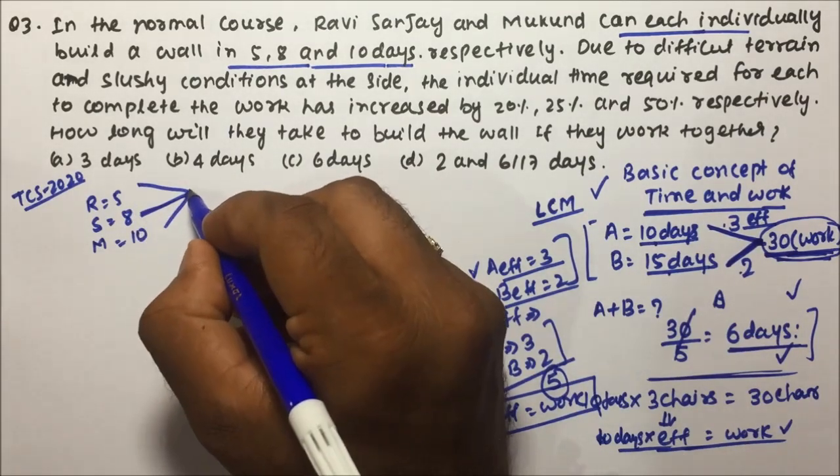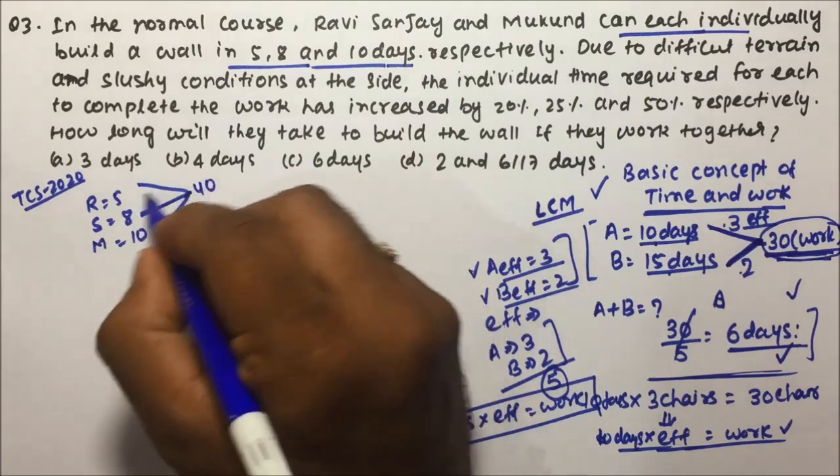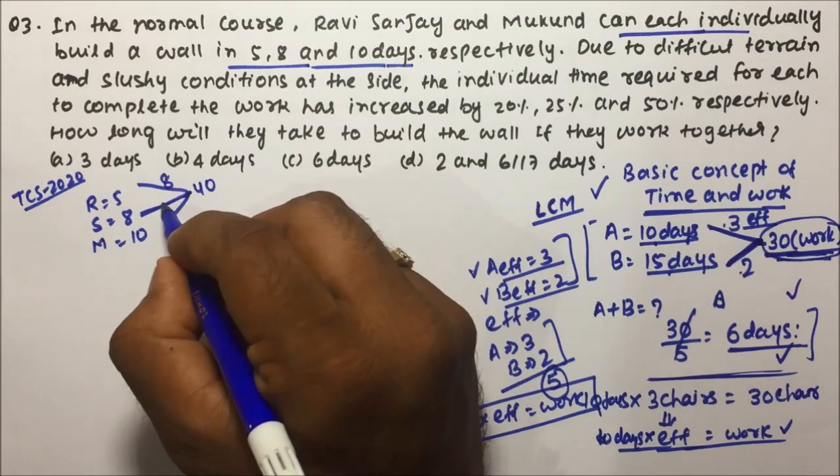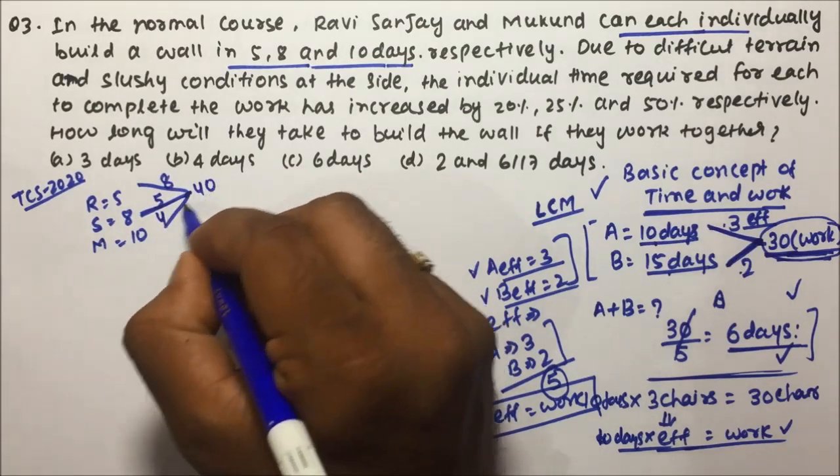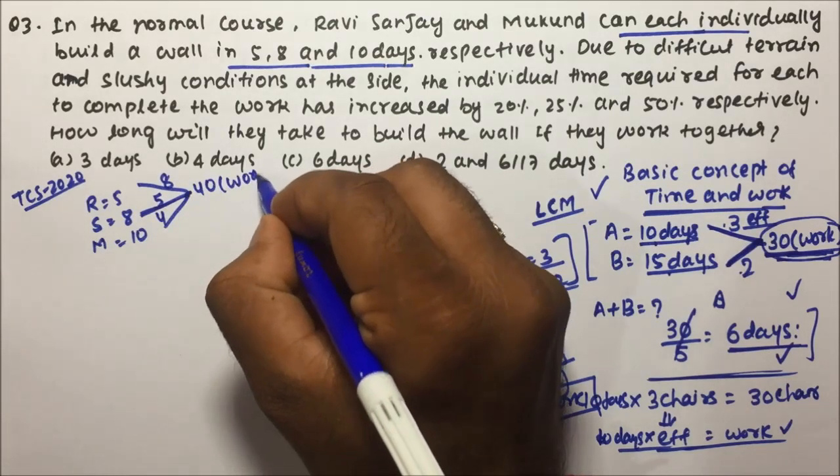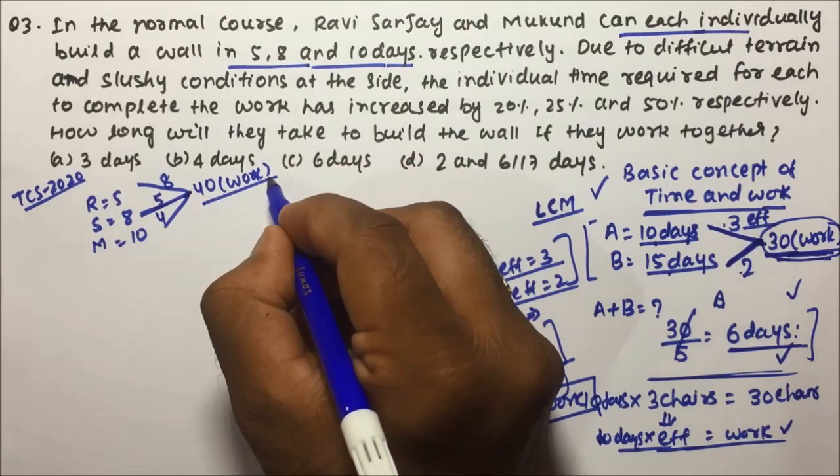So the LCM will be what? You can see the LCM will be 40. Now 40, if 5 will divide by 8 times, 8 will divide by 5 times and 10 will divide by 4 times. So once we take LCM or you assume a number, that becomes our work.